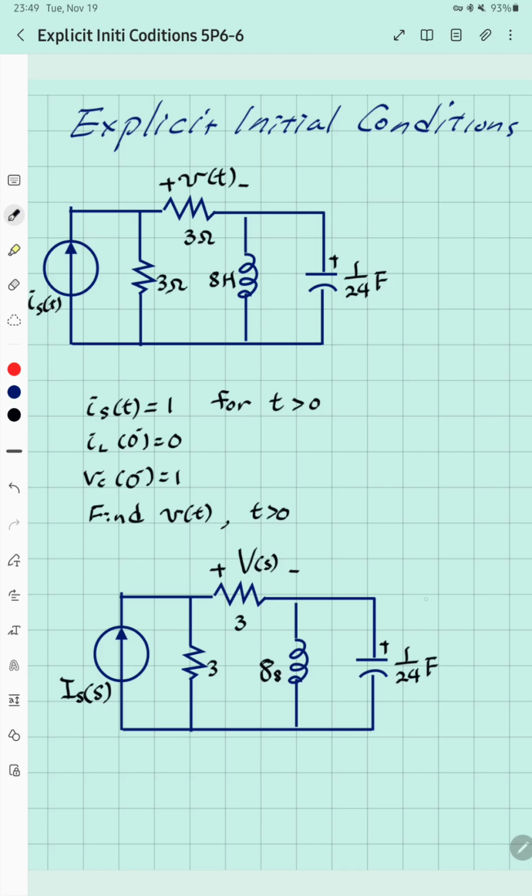And this one will be 1 over SC, where C is, I'll rewrite it. So 1 over S times 1 over 24 farad, that is 24 over S. So I'm going to write 24 over S. But what else is missing? You need to look at that there was no initial condition for this inductor, but there was an initial condition for this voltage.